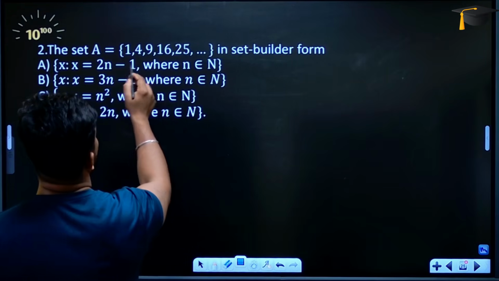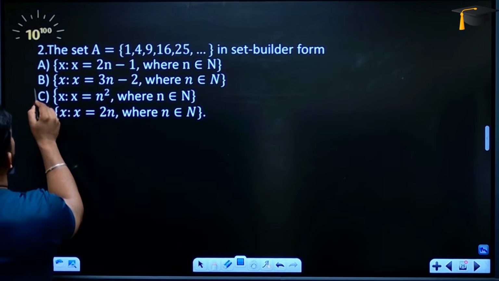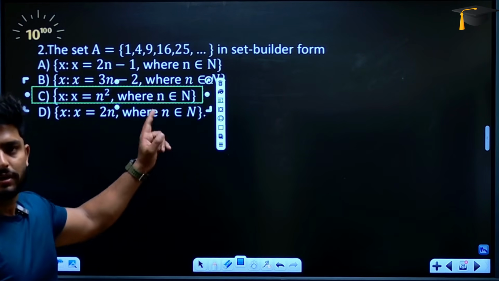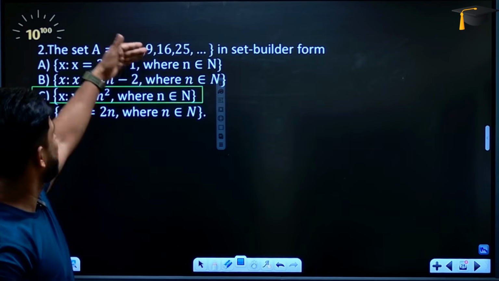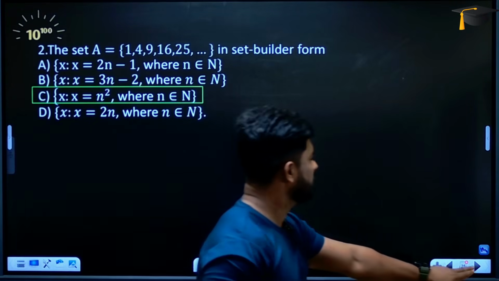Next, the set is 1, 4, 9, 16, 25. They are all square numbers, right? So since they are square numbers, x such that x is equal to n square, where n belongs to natural numbers, is the right answer. The others are like natural number, even number. So option C is the right answer.